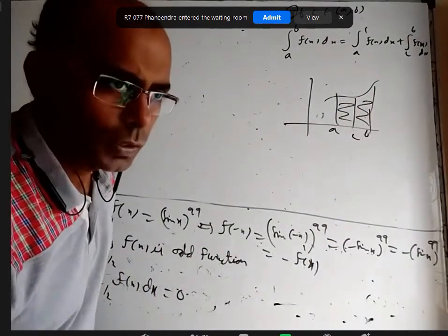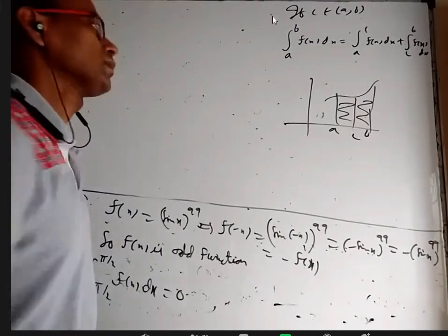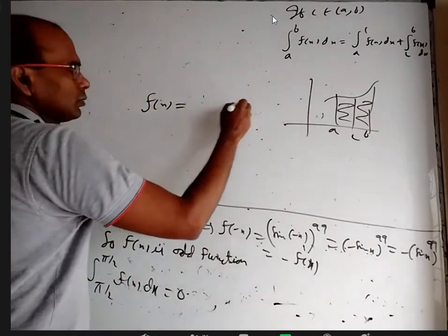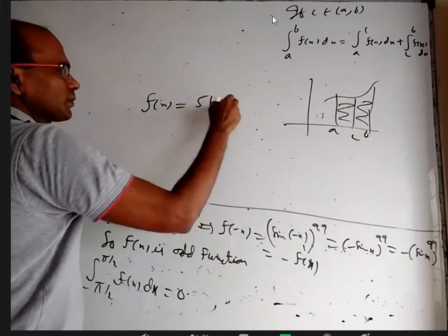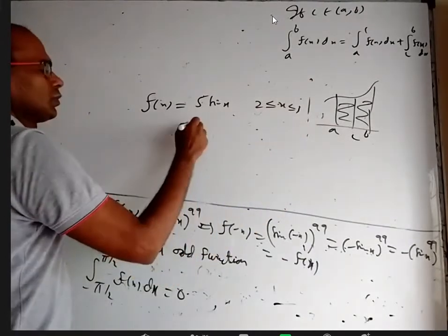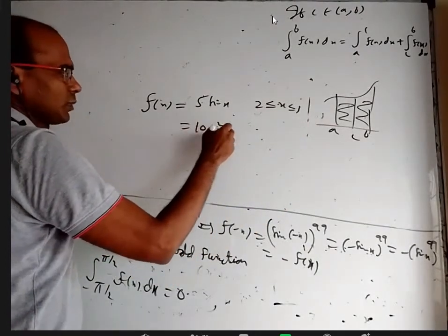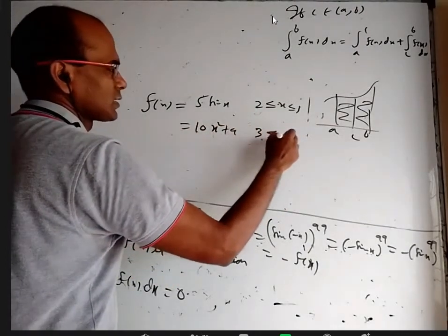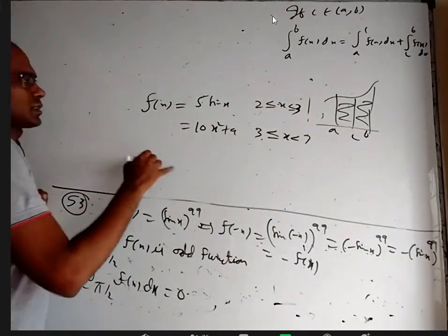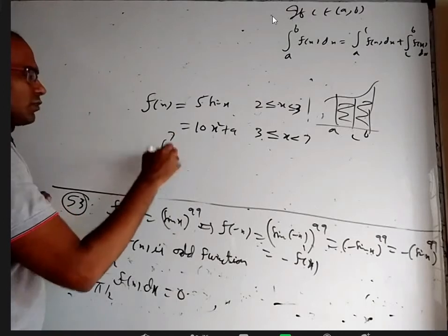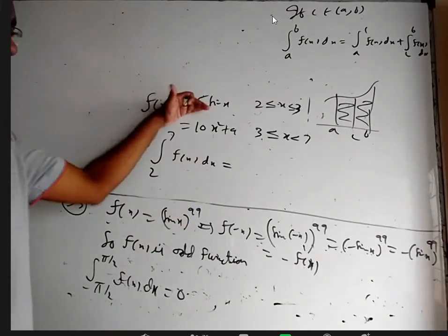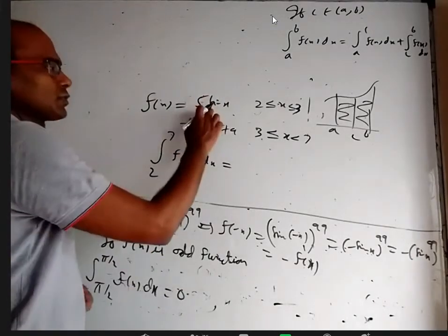Okay. When is the need for using this formula? For example, if I say f of x is equal to 5 sin x when 2 less than or equal to x less than 3, and 10 x square plus 9 when 3 less than or equal to x less than 7. Now if I ask what is integral 2 to 7 f of x dx, should I use this or should I use this? Up to 3 I have to use this, after 3 I have to use this.